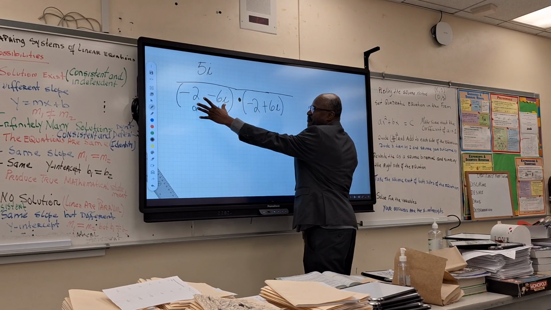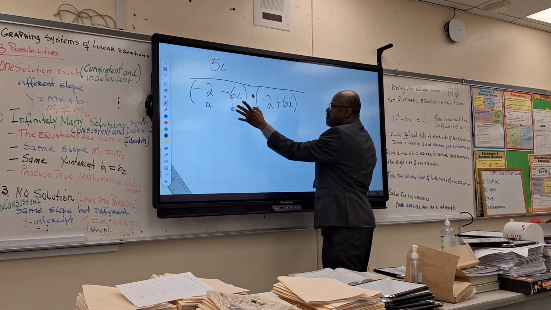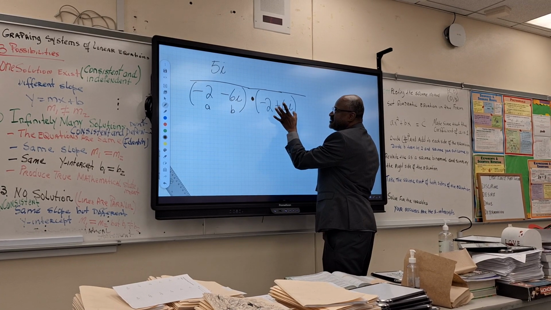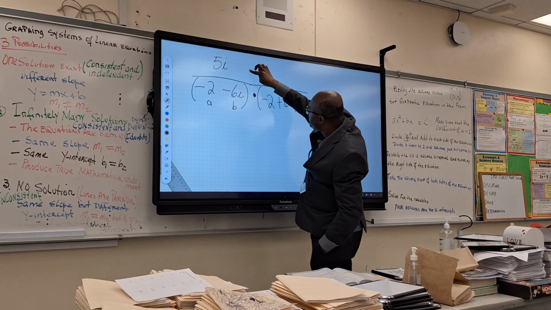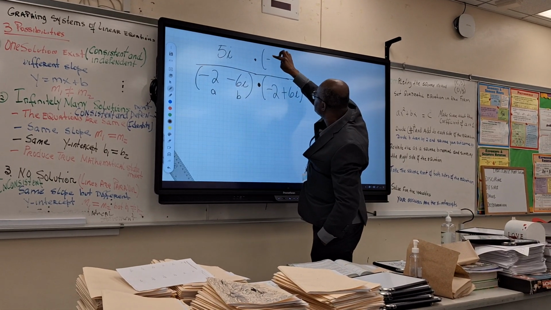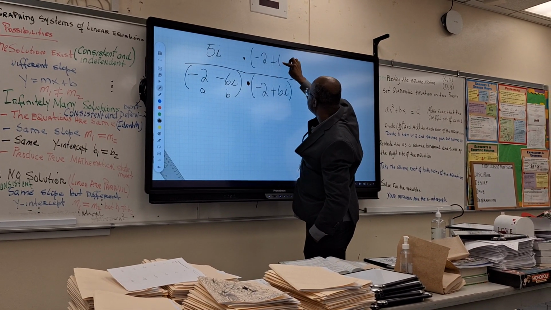My A term does not change, but my B term, I have to do the opposite. Then, I have to multiply my numerator by the conjugate also. Otherwise, my equation will not be balanced.